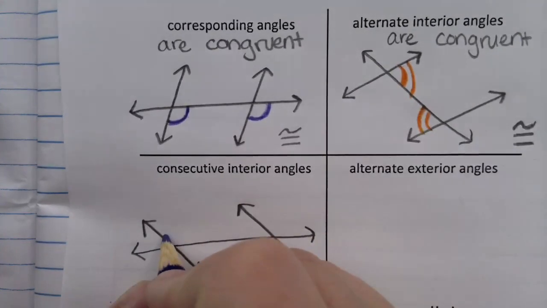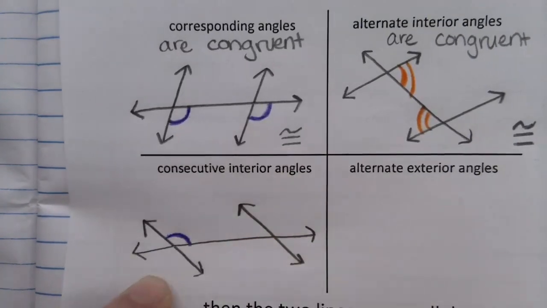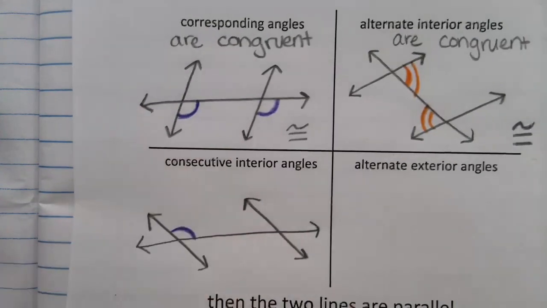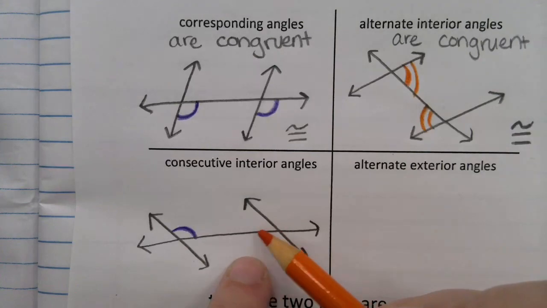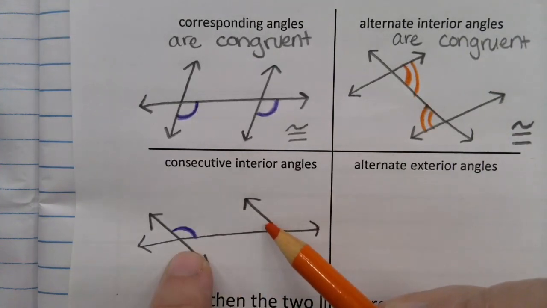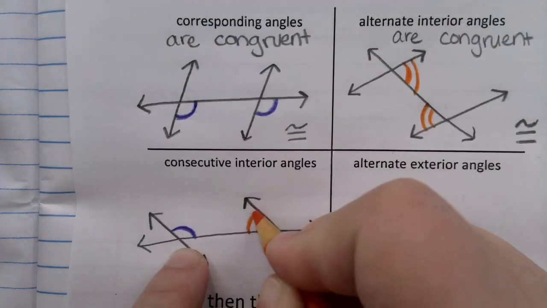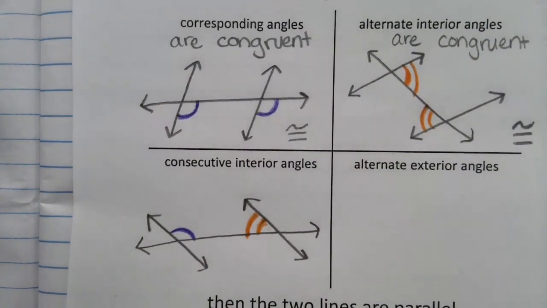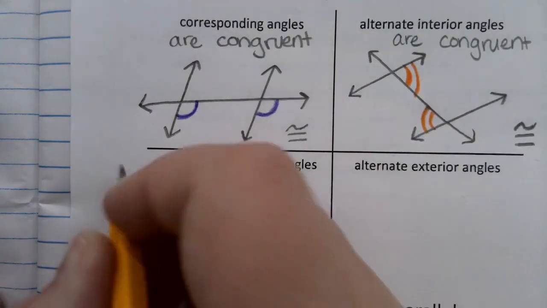So like on this one, if I go on the inside here and I go on the top, my consecutive, I'm going to go to my other intersection. It's going to be on the inside, so kind of on that left side, and I want it to be on the same part of that transversal, so on the top. This time on this side, though, I'm going to use 2 arcs. Because with consecutive interior angles, they're not necessarily congruent. With consecutive interior angles, they are supplementary.